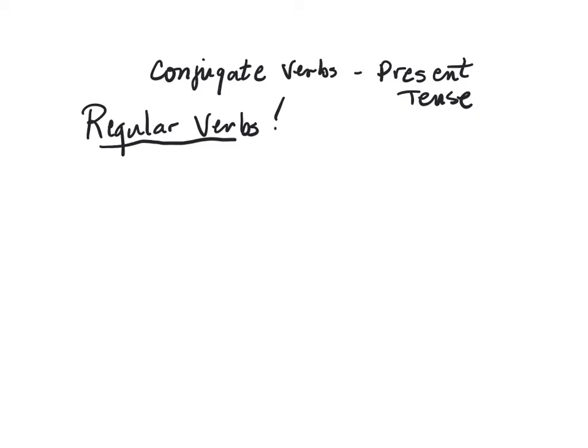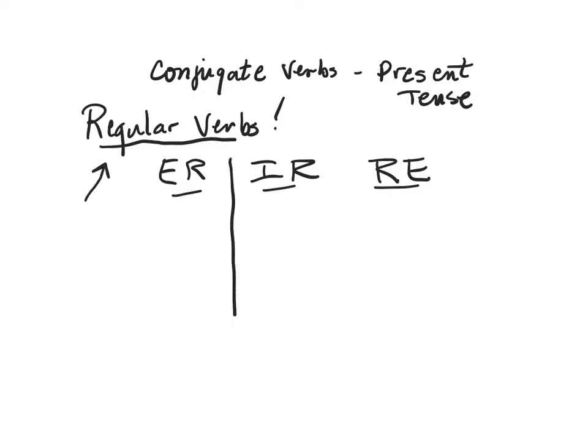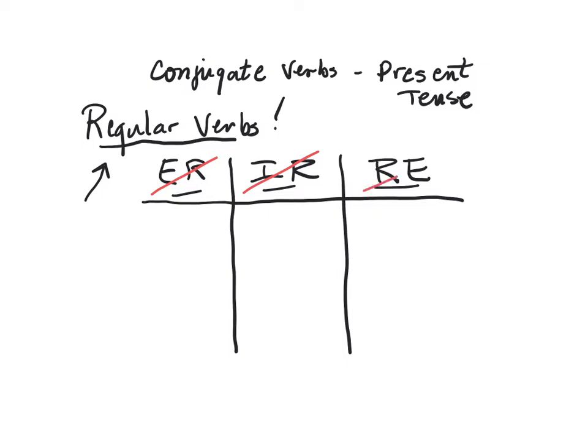So to start off with, we have 3 sets of verbs. We have verbs in French that end in ER, verbs that end in IR, and verbs that end in RE. As long as they're considered regular, we're just going to follow this pattern right here. The first thing we're going to do when we conjugate our verbs is to drop the ER. We're going to chop off the ER, chop off the IR, and chop off the RE.